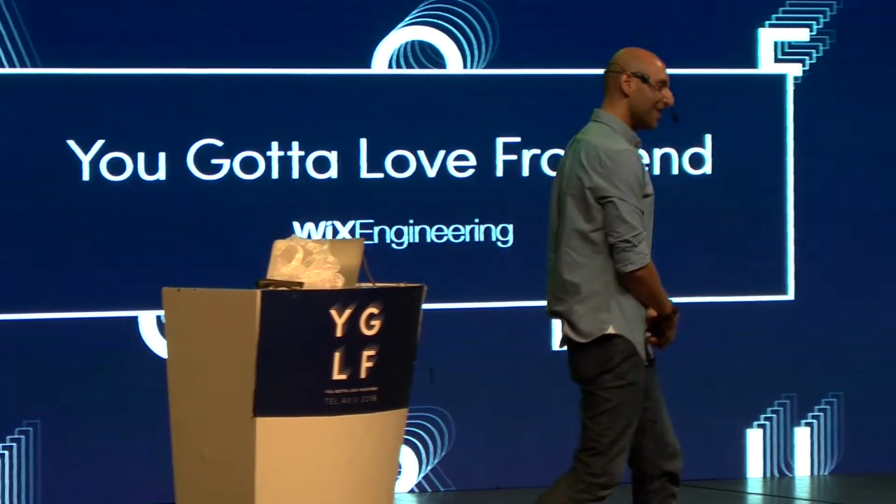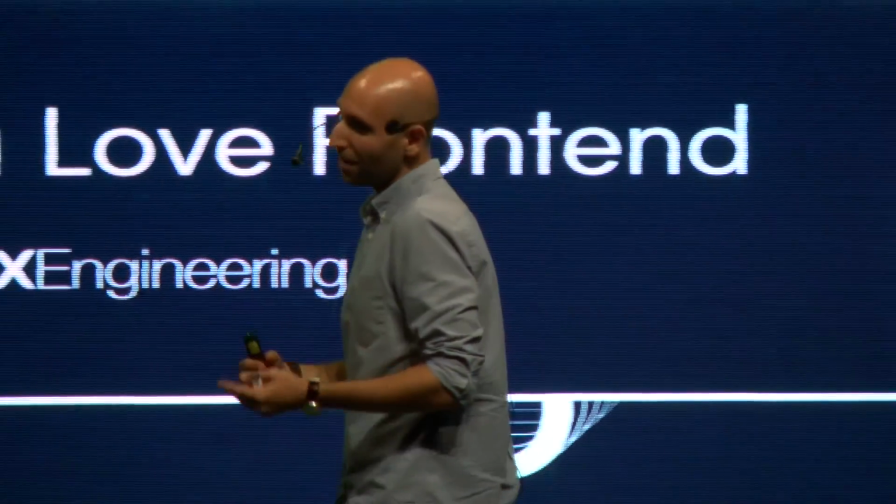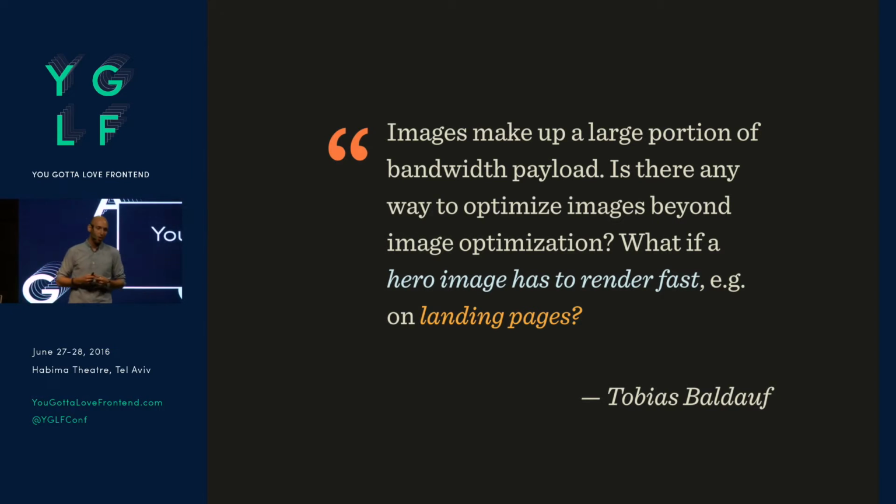That's okay. Okay, here's another problem. Images. Now, we know that images are not blocking rendering, right? This is a good thing. However, the problem is that sometimes we want images to render really, really fast. For example, if you have a landing page, you really want your product image to appear as fast as possible, right? You don't want to wait at all. So is there any way to optimize images beyond the good old image optimization?